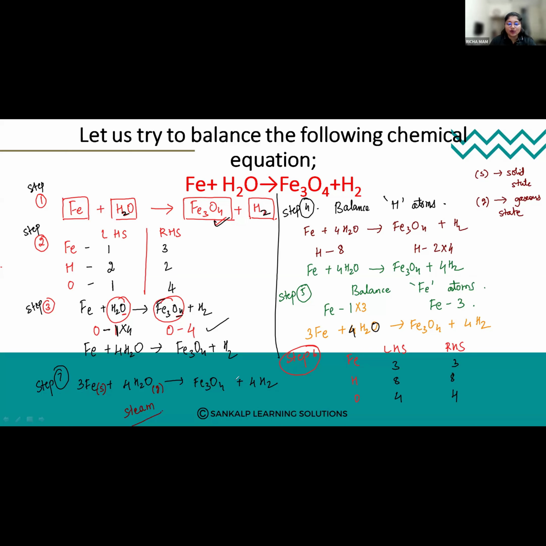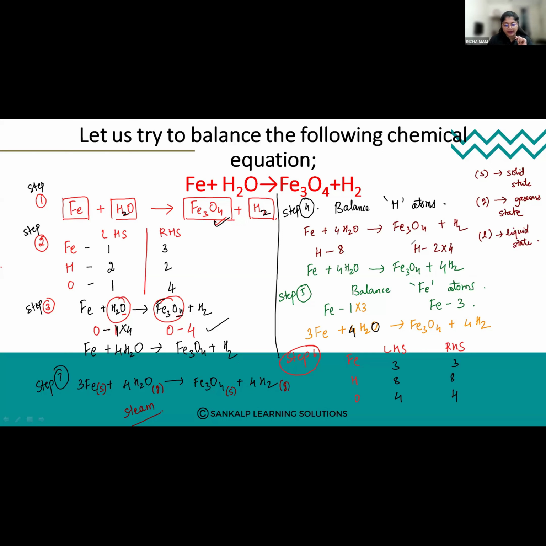Then Fe3O4. Again, this is solid, so we write (s). Then H2, hydrogen is a gas, so we write it in the form of (g). And (l) means it is a liquid state. So these are the states, how we represent them. Is it clear? This is very, very important for how to balance the chemical equation.